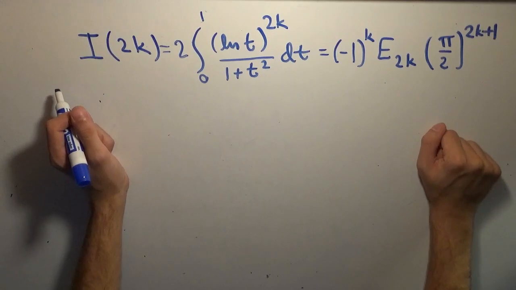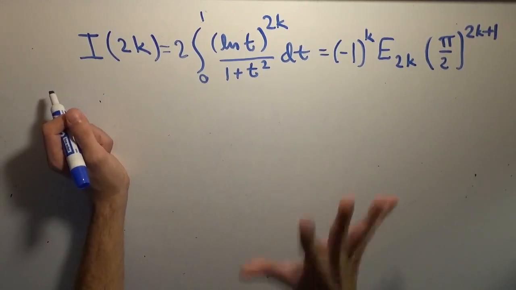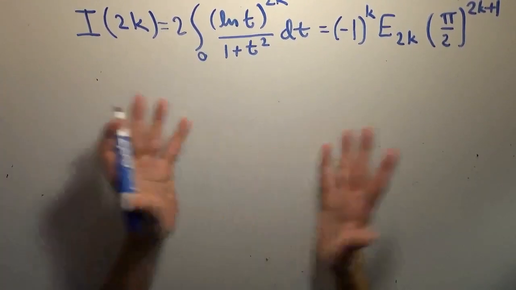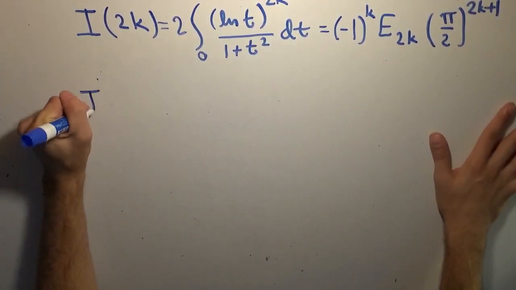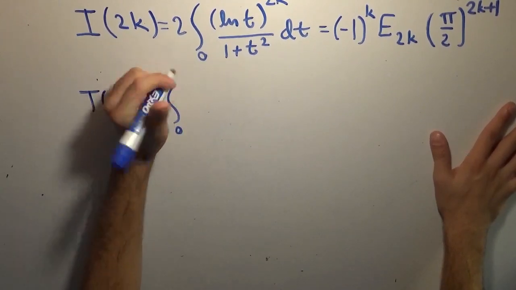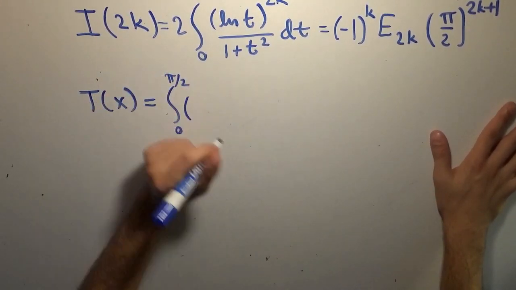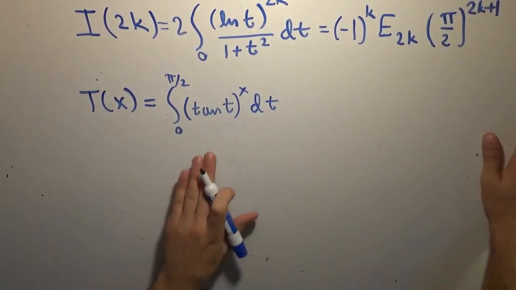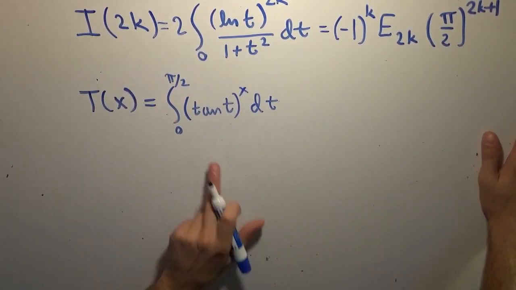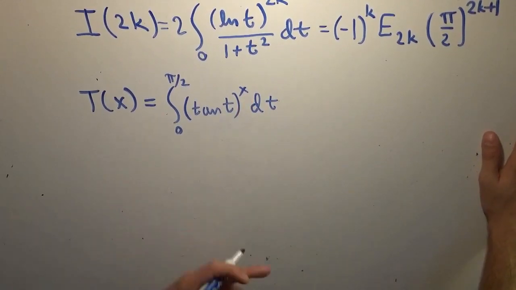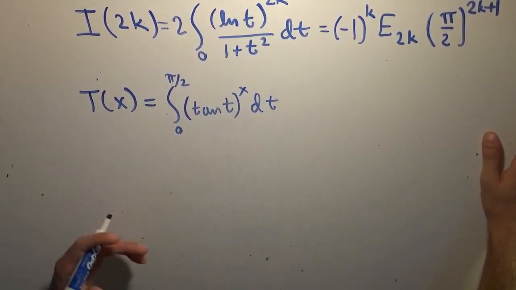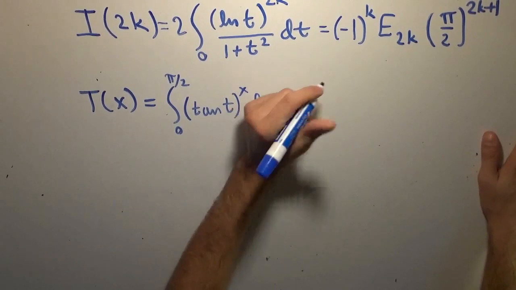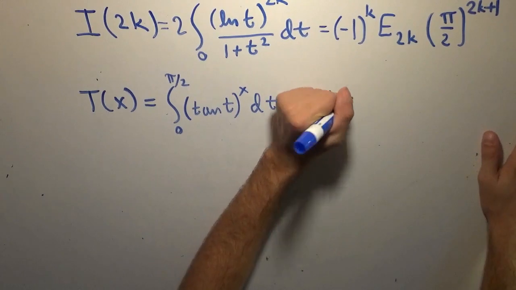What we're going to do now is finally connect this to the original question at hand, which was the thing that's been on all of the thumbnails, even though it's barely appeared in any of the videos, which was capital T of x being equal to the integral from 0 to pi over 2 of the tangent of t to the power of x dt. And we recall that when we take the integral from 0 to pi over 2 of just the tangent of x, which means x is 1, the power is 1, it's actually infinity. So any power above 1 is also going to have an infinite area under the curve. So we need to make the restriction that the absolute value of x is less than 1.